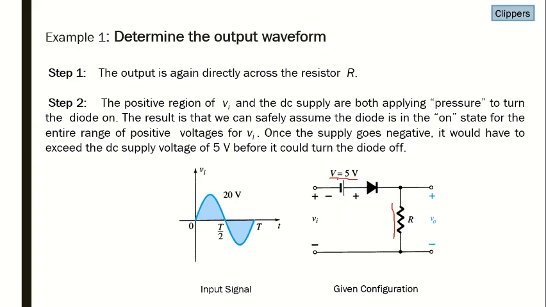But there is something different here in this question, because when we'll apply 0 volts in its reverse direction, diode is getting a positive signal from here due to this potential V. So it will give something here. So we'll discuss it in this example. It is also written, it would have to exceed the DC supply voltage of 5 volt before it could turn the diode off. This is what we discussed, and it's in the negative half cycle from T by 2 to T.